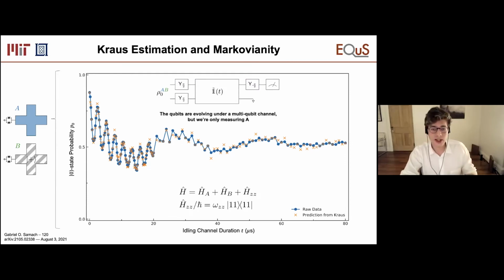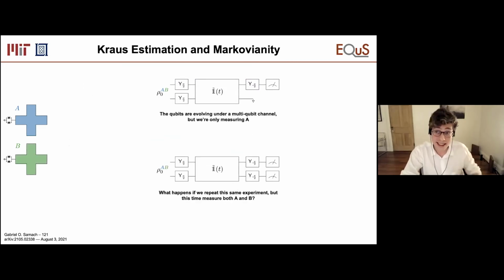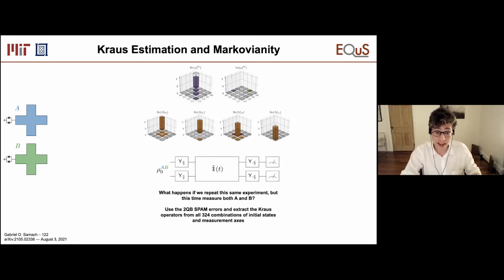So the natural question then is, okay, what if we do this exact same thing, but we now look at the outcomes of measurements of both qubit A and qubit B? So here, this would correspond to doing 2-qubit Lindblad tomography. And to do this, we're just going to run this protocol using the results of the 2-qubit SPAM errors that I showed earlier in the talk to extract the Krauss operators now from all 324 combinations of initial state and measurement axes.